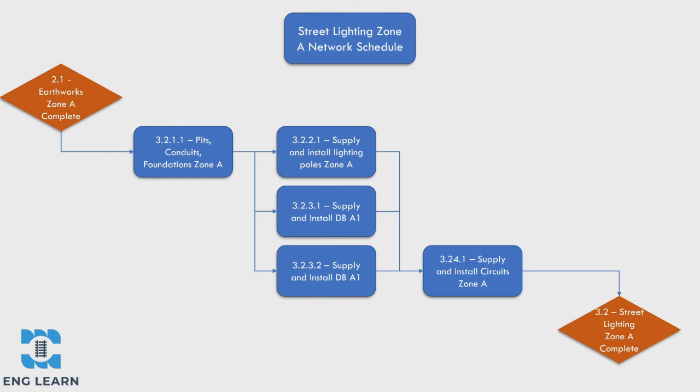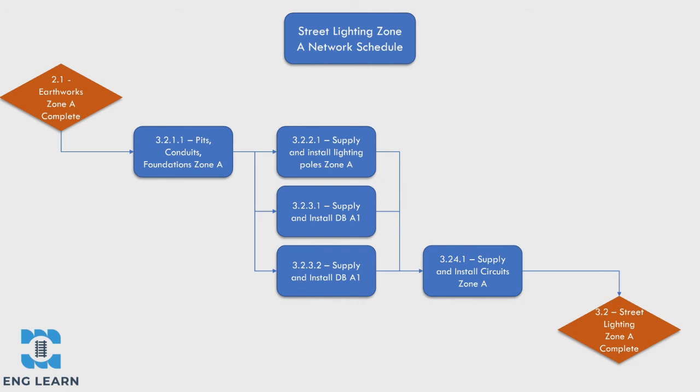To build the street lighting, we need to complete the civil works. This consists of the underground cable route involving pits and conduits and concrete foundations for the distribution boards and street lighting poles. We then need to install the street lighting poles, we need to install the 2 distribution boards, and finally, install all the lighting, cabling and luminaires known as the circuits.